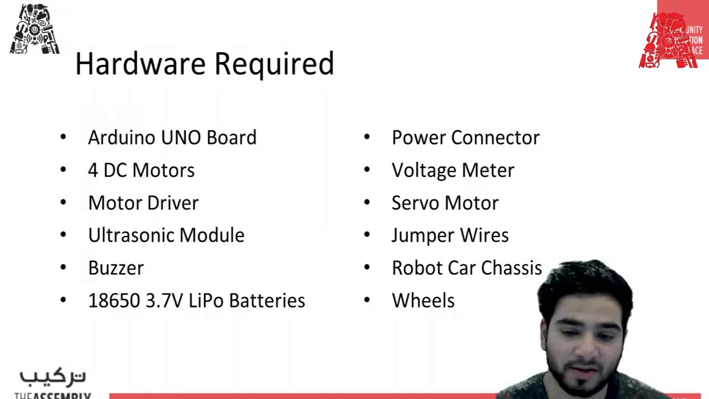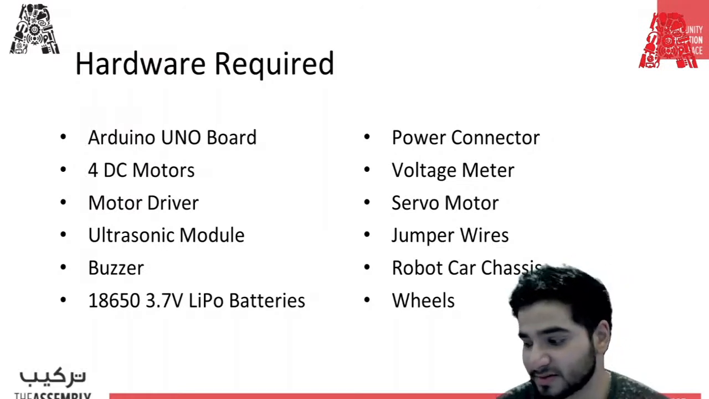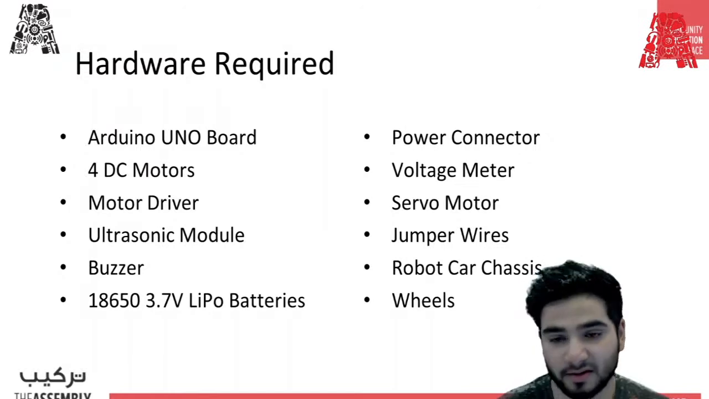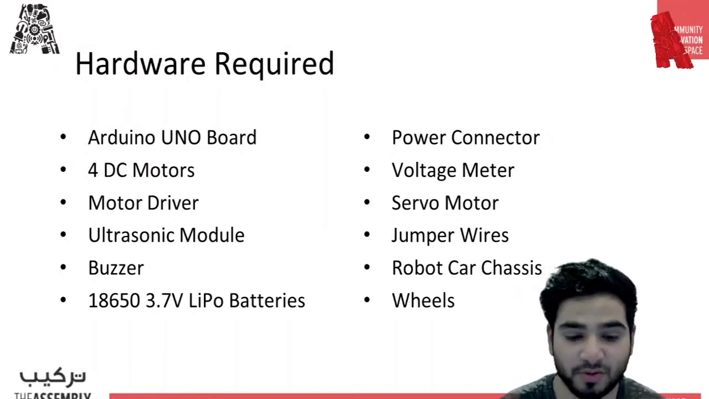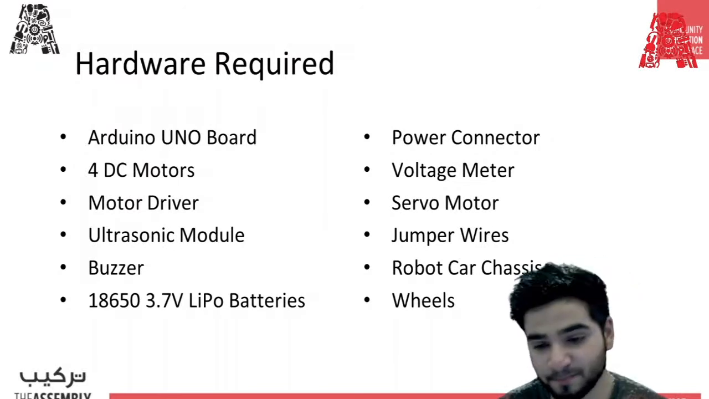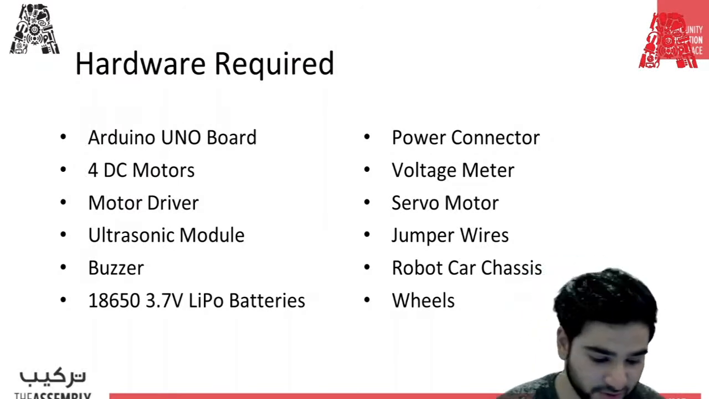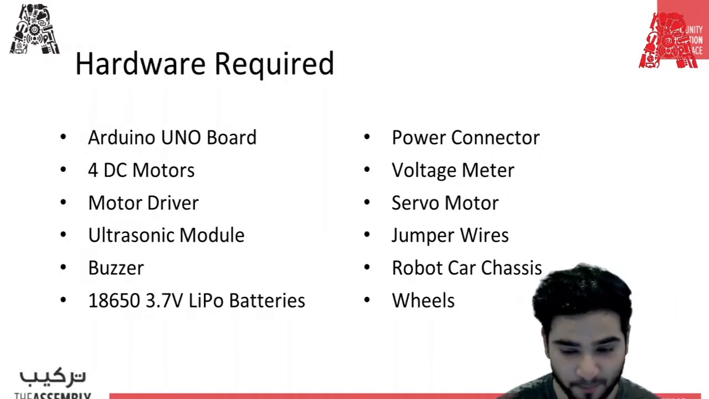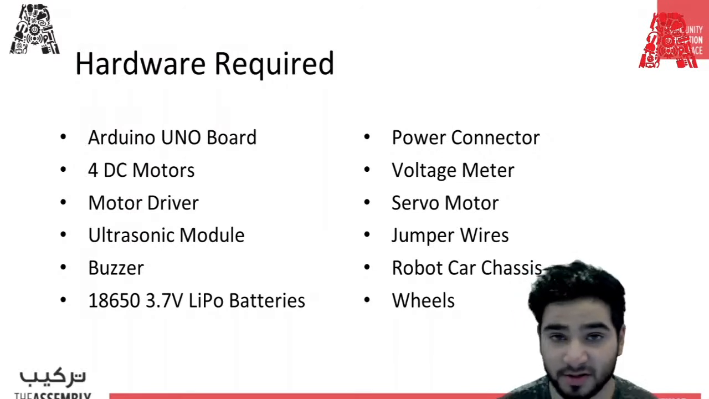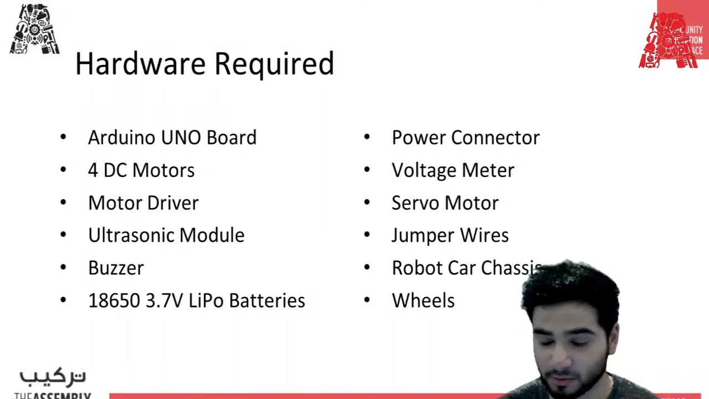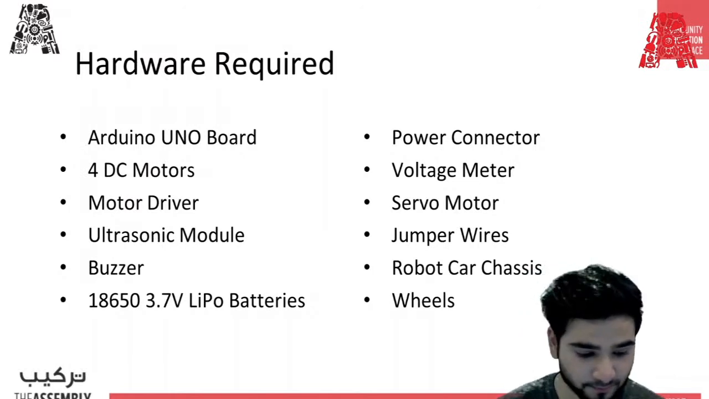Then we have the power connector, which will be connected to both the motor driver and the Arduino, and it will be connected to the lithium polymer battery as well, so that it can power both at the same time. Then there is a voltage meter, which is used to indicate the voltage that is being supplied to the car. So the voltage meter has to indicate more than 7.2 volts for the car to work as desired.